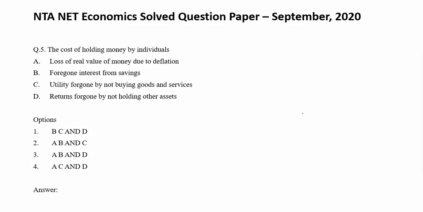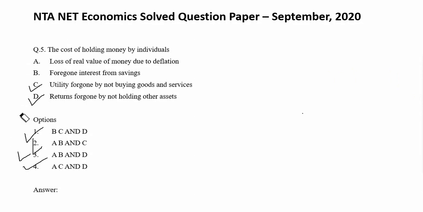So the question is asking: what is the cost of holding money by individuals? There are four options given here. The first is loss of real value of money due to deflation. Second is foregone interest from savings. Third is utility foregone by not buying goods and services. And fourth is returns foregone by not holding other assets. So these are the four options. We have to find out which of the three is correct in this case.